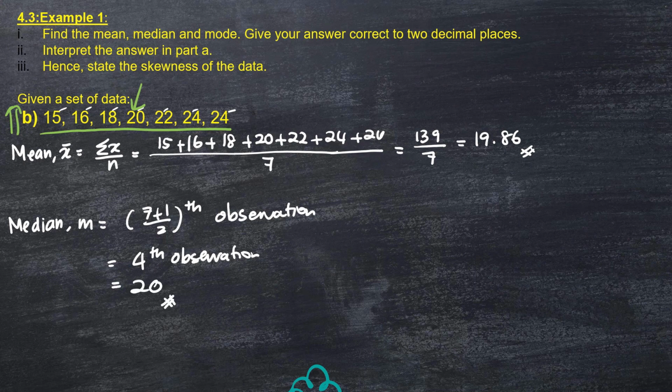And last part will be our mode. To find our mode, we look at the data. The data that occurs most frequently is 24.